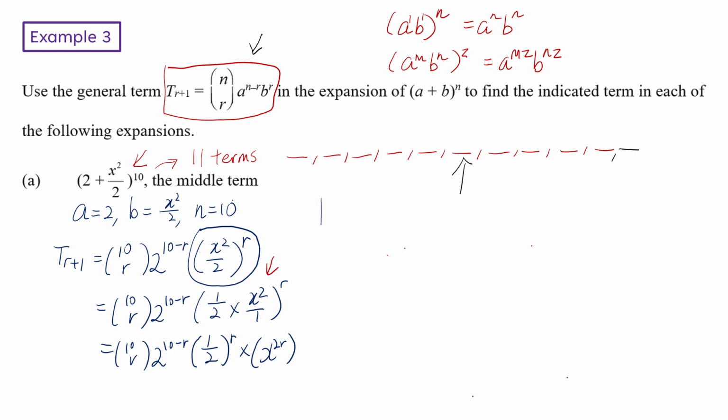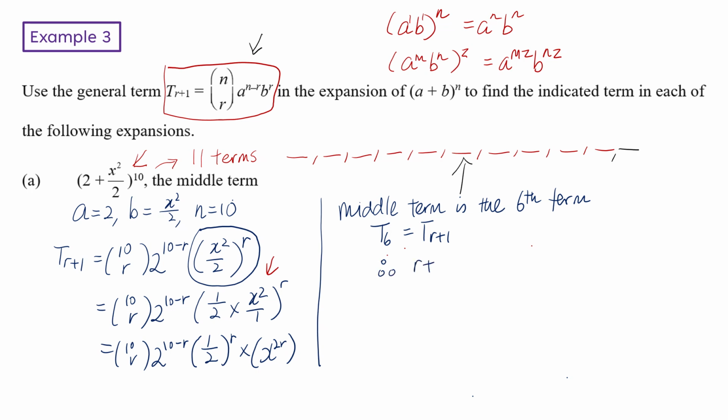So we have agreed that the middle term is the sixth term. And that means we're finding T6. So T6 is equal to T(r+1). Therefore, r plus 1 is equal to 6. We will have to substitute r equals 5 into this general form that we found to find our middle term.